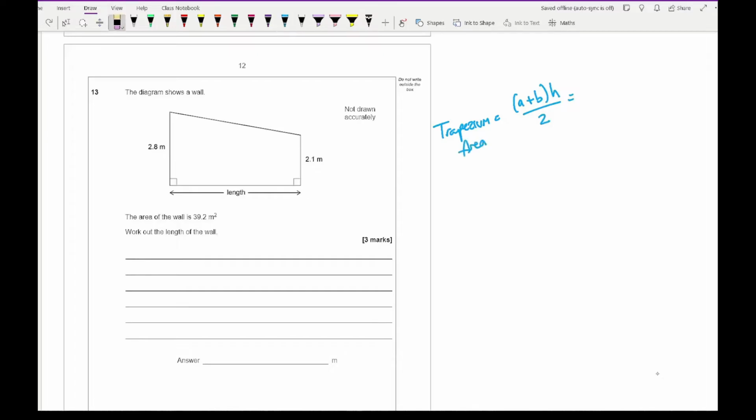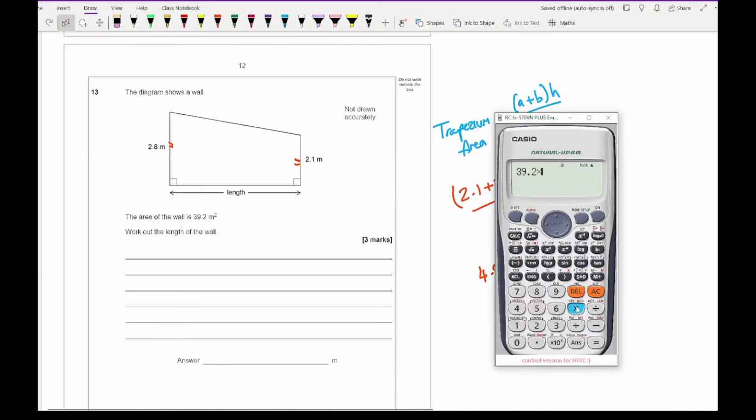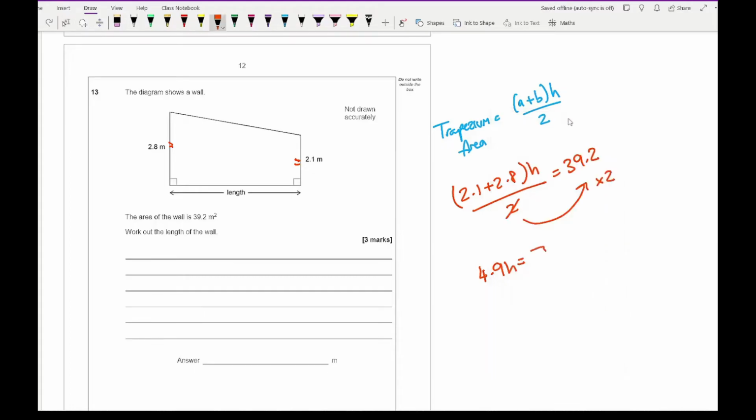So for this, let's have a look at substituting numbers in. The two parallel sides are 2.1 and 2.8, so we've got 2.1 plus 2.8. The height is what I don't know, so I'm going to call that h, divided by 2, and that is equal to 39.2. So I'm going to take the 2 over to the side by multiplying by 2. Then I've got 4.9h equals 39.2 times 2, which equals 78.4. Then if I divide by 4.9, I get what h is.